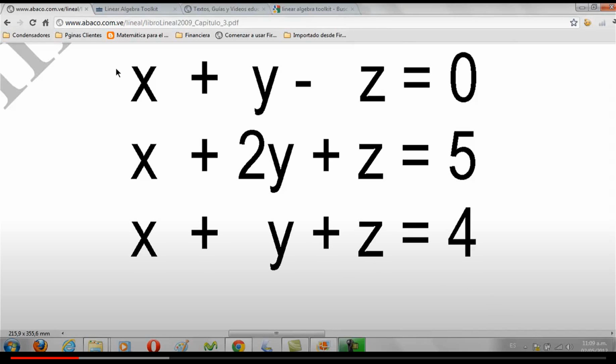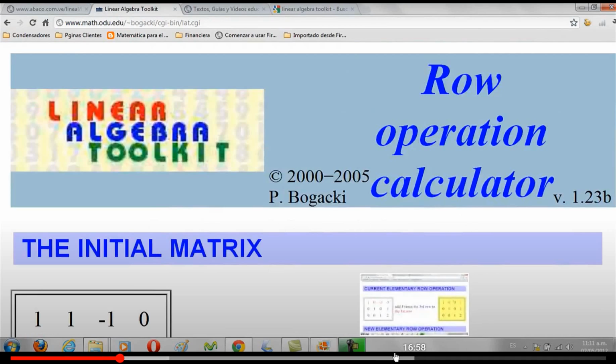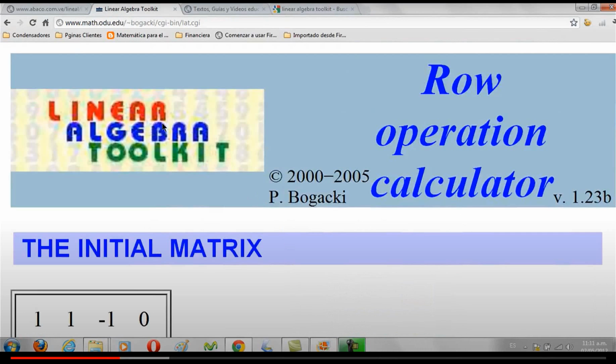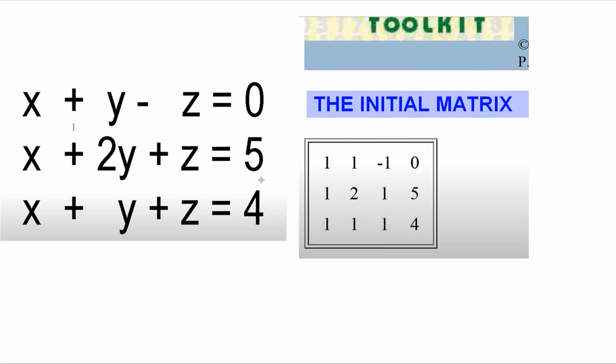Let's review a method of solving systems of linear equations using matrices instead of the whole expression of the equations. We will use elementary row operations with the help of a web program called a web page. Linear Algebra Toolkit will provide to the web page the coefficients of our system of equations, as you see there.